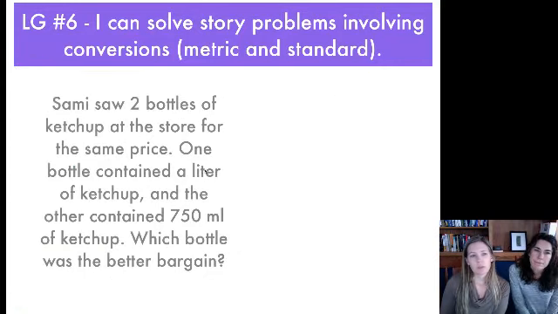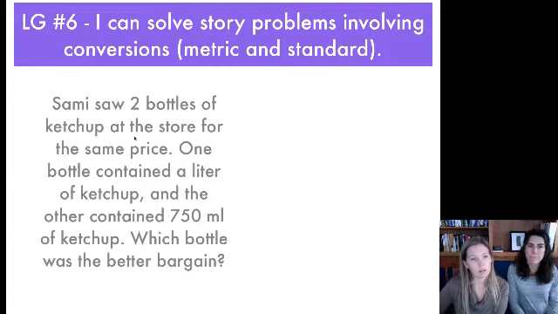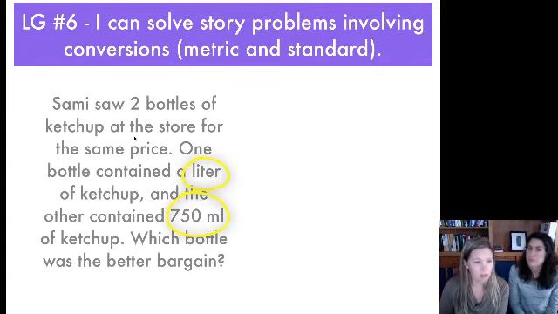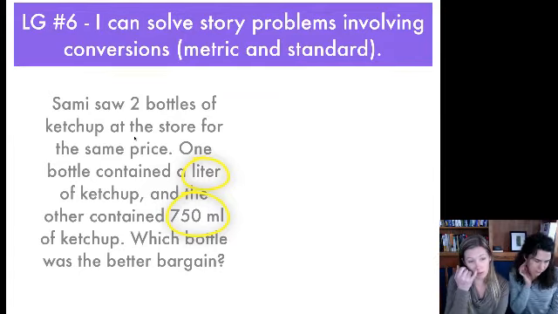Okay, so there's a couple of examples that we went over with you. Now we are going to give you an example and have you pause it and try it, and we will come back and give you the answer. So in this first one, Sammy saw 2 bottles of ketchup at the store that were the exact same price. One of the bottles contained a liter of ketchup, the other one contained 750 milliliters of ketchup. And the labels are so important to pay attention to. Which bottle was a better bargain? And you can't just say one or the other, you actually have to prove how you know it. So go through and try and figure that out, and then we will give you your answer as soon as you come back.